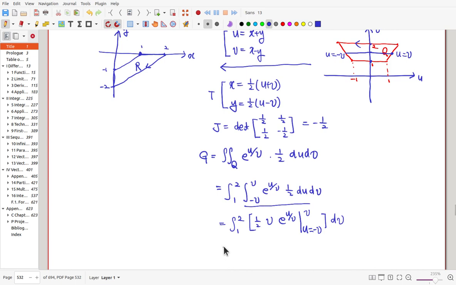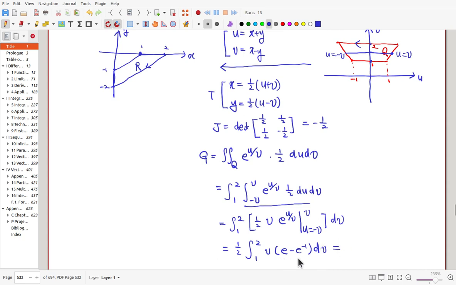Okay, now let's put the half outside, so from 1 to 2, and v is there. Once u is v, then that's 1, right? And u is v, and this exponent is 1, so that is e. And once u is minus v, then that will be minus 1, so that is e to the minus 1. Okay, we finish the evaluation, and then the v integral.